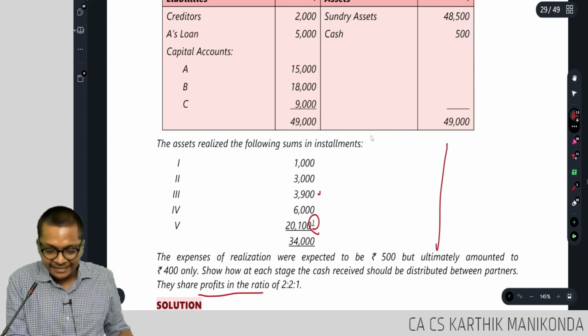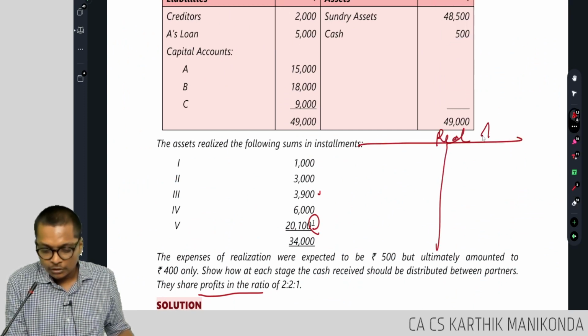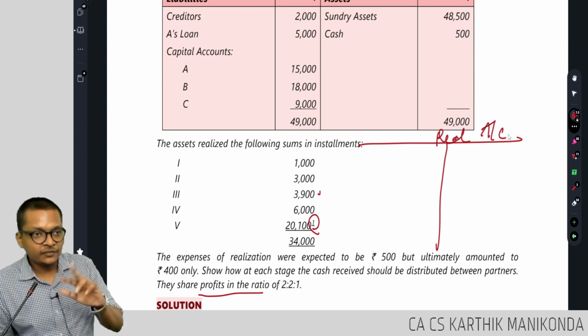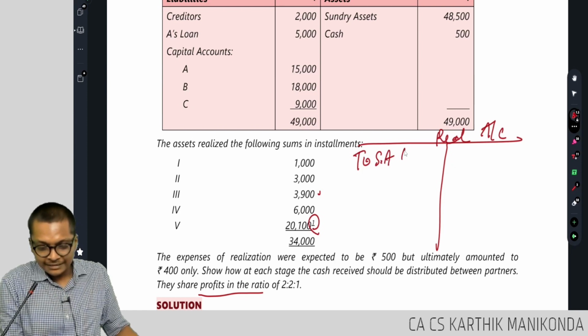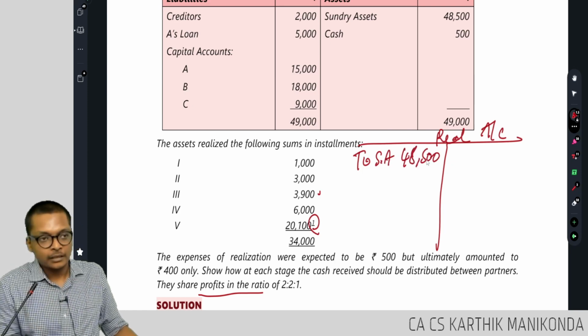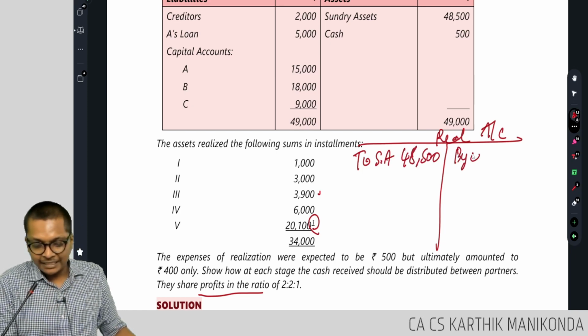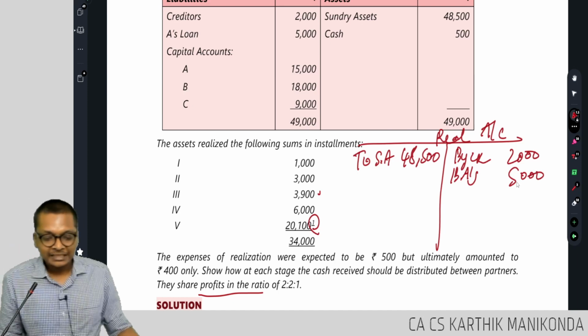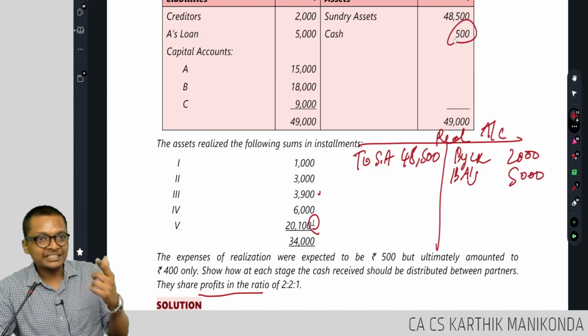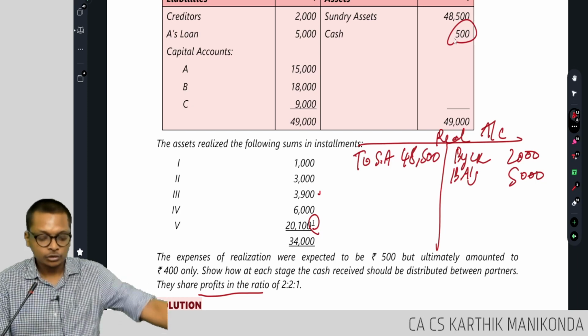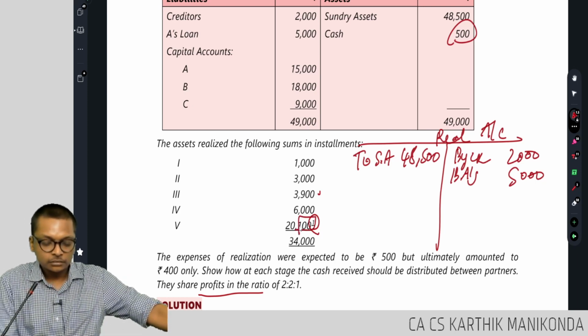Let me prepare the realization account here itself. First you will transfer all the assets: sundry assets, 48,000. I will transfer liabilities: by creditors, 2,000, by A's loan, 5,000. Correct? Cash. In this cash, how much is the expense? So how much cash is left? 100. So that 100 is included here.